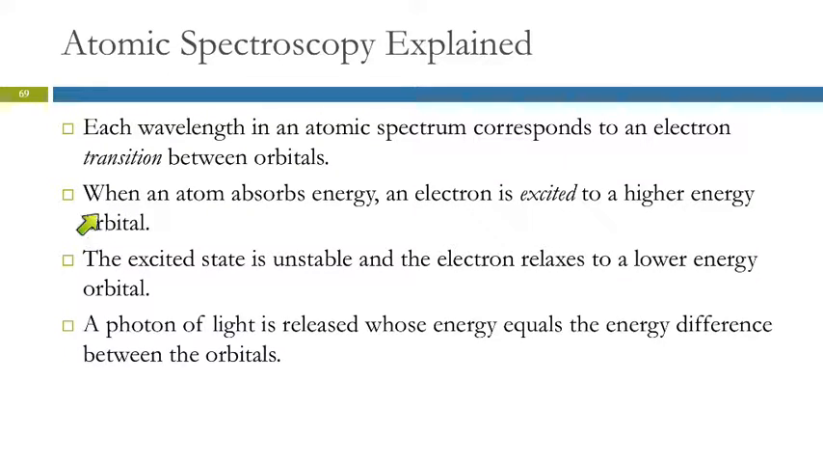That's an excited state. He's happy about that. He's excited about it. But that excited state is unstable. He can't sustain that, and the electron is going to relax, go back down to a lower energy level. When that happens, the energy difference is emitted as a photon of light. And that photon of light has energy that's equal to the energy difference between the orbital levels.